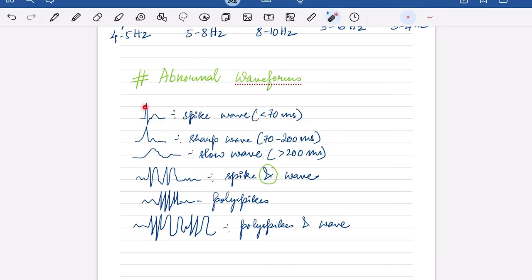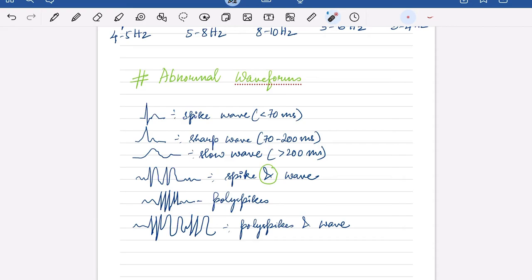First is a spike wave. As you can see, there is a spike here. It is less than 70 millisecond duration. Then the sharp wave. Now this also is a sharp spike kind of thing. But the difference between the spike and sharp wave is the duration. Sharp wave is 70 to 200 millisecond. Next is a slow wave, which is more than 200 millisecond.